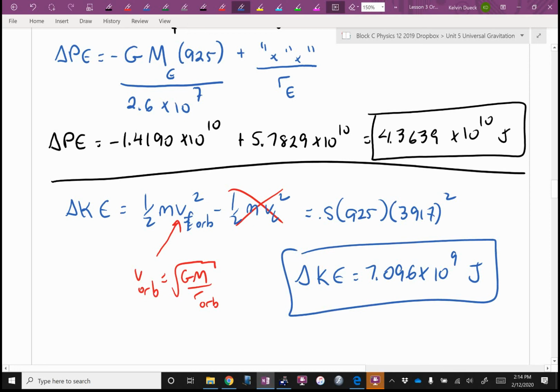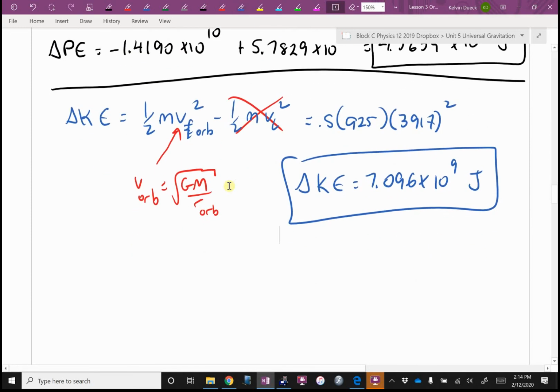Well, we're not done. Because we weren't trying to find the change in potential. Neither were we trying to find the change in kinetic. What were the first 3 words? We're trying to find the work. How do I find the work? It's the change in potential plus the change in kinetic.